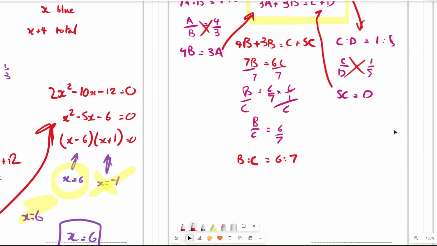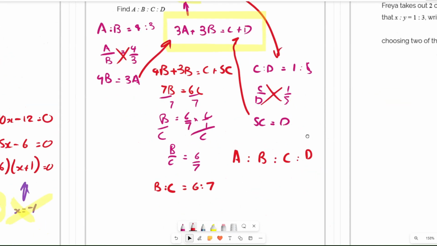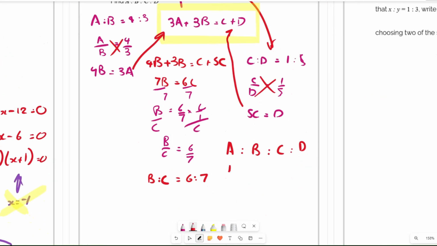So now let's look at the big boy, the four-way ratio. A to b to c to d. What is a to b? A to b is given in the question, 4 to 3. Now let's look at b to c. We're going to treat this as a three-way ratio first. B to c is 6 to 7, but you can see that the b's do not line up.